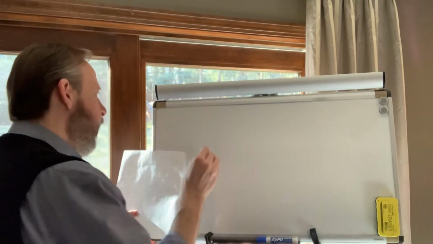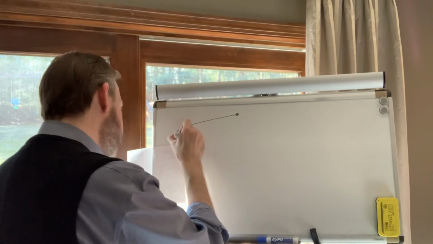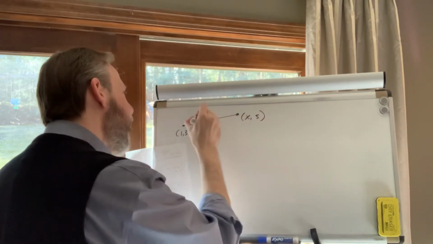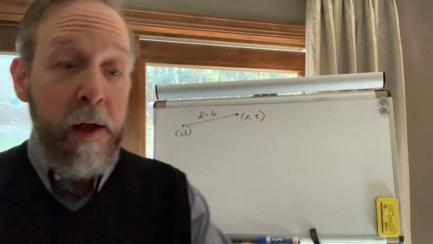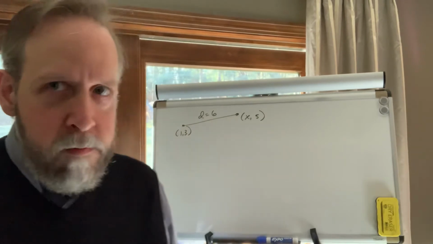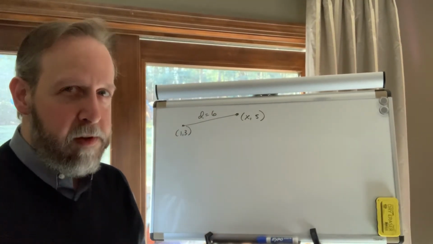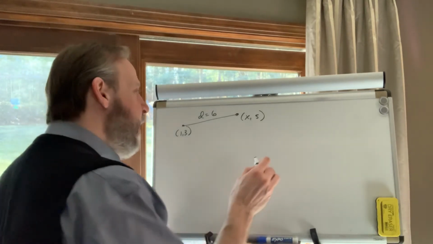We're given that there's a line. It's got endpoints of (1, 3) and (x, 5), and the distance between them is a length of 6. We have to find what the x-coordinate is. Well, hopefully, I say hopefully, you remember the distance formula. But you might not, so here it is.